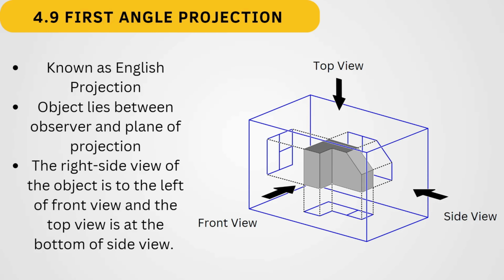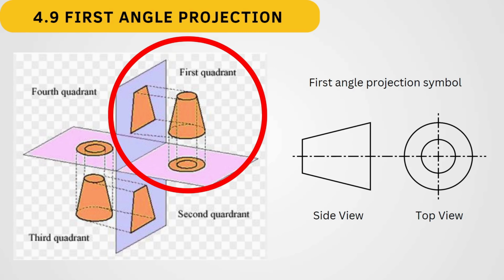The first angle projection is known as English projection as the object lies between observer and plane of projection. The right side view of the object is to the left of front view and the top view is at the bottom of side view. For the first angle projection symbol, we can see the object is located at first quadrant where the side view and top view were shown.